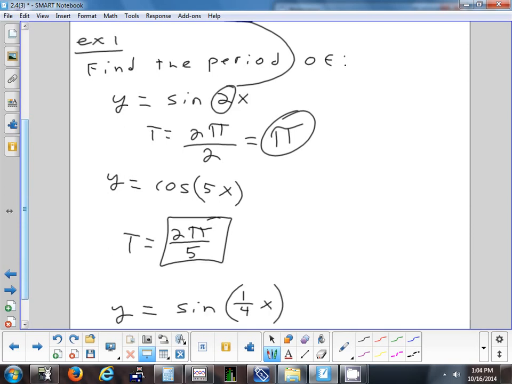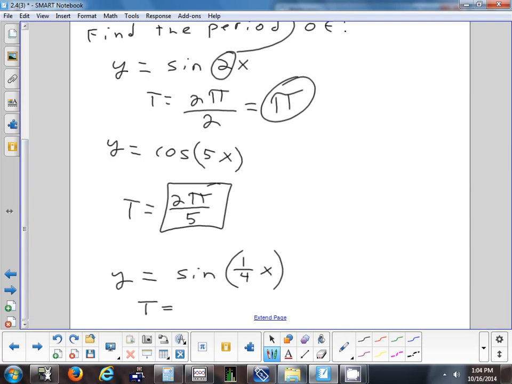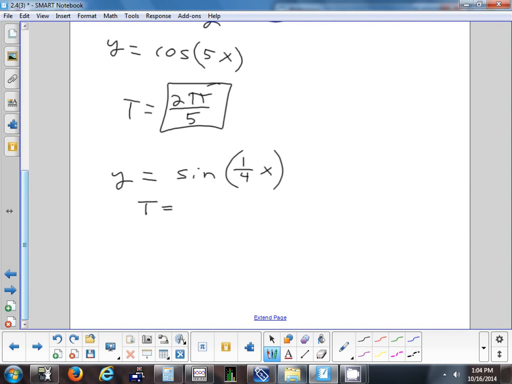Okay, and how about this one? Sine of 1/4 x. To find the period, what number goes in the top? 2 pi. This time I'm going to write it as a fraction because omega is a fraction. So 2 pi is in the top. What goes in the bottom? 1/4.